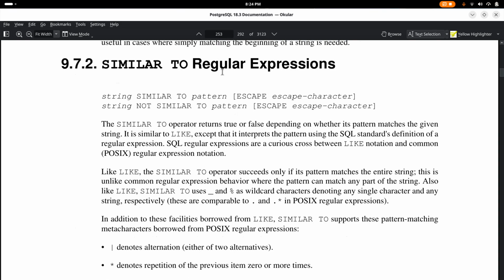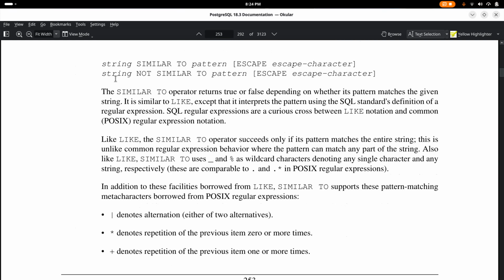Now we look at SIMILAR TO regular expressions. So we have string SIMILAR TO pattern [ESCAPE escape-character], or string NOT SIMILAR TO pattern. The SIMILAR TO operator returns true or false depending on whether its pattern matches the given string. It is similar to LIKE, except that it interprets the pattern using the SQL standard's definition of a regular expression. SQL regular expressions are a curious cross between LIKE notation and common POSIX regular expression notation.